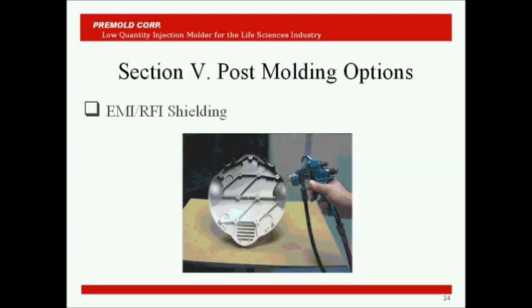In the life sciences industry, it's very common to require EMI RFI shielding to protect either the internal electronic components or sensitive electronic equipment outside the unit that you're building. A shielding layer can easily be sprayed on these complex surfaces of the part on the inside, and that's sprayed on in a liquid paint form so that you can easily cover the contours, nooks and crannies.